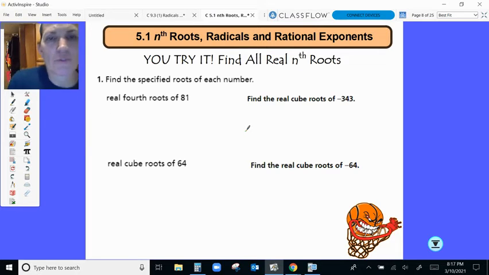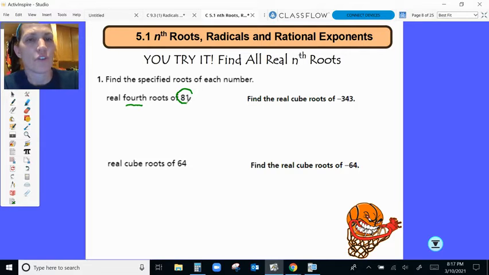So let's look here. Find the specified roots of each number. Remember, this is an even root, so I'm going to have 2 of them, right? So the real fourth roots of 81. It's a fourth root, so you have to think what multiplied by itself 4 times is going to give me 81. And if you look back at your old chart, that's going to be 3 and negative 3.